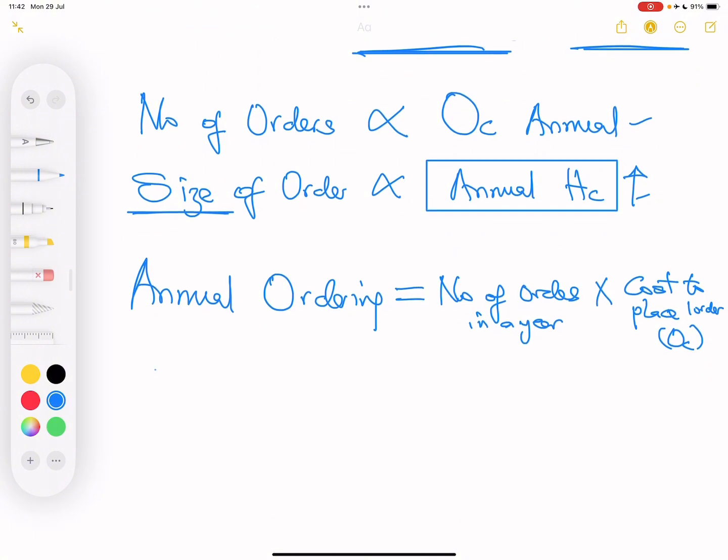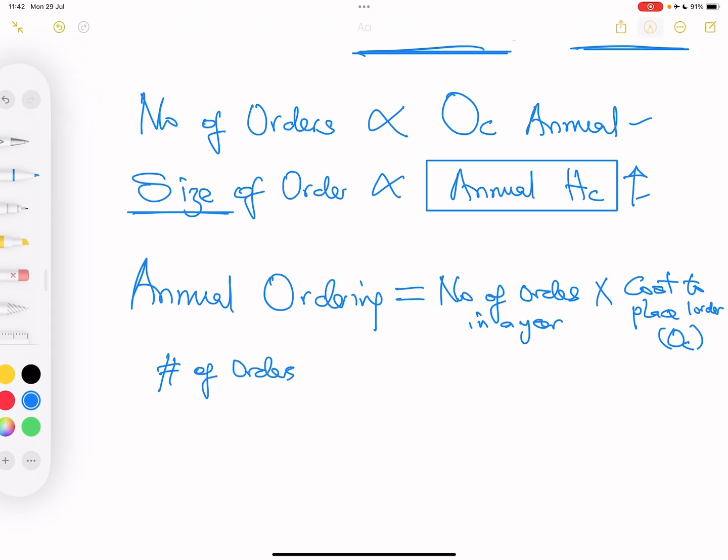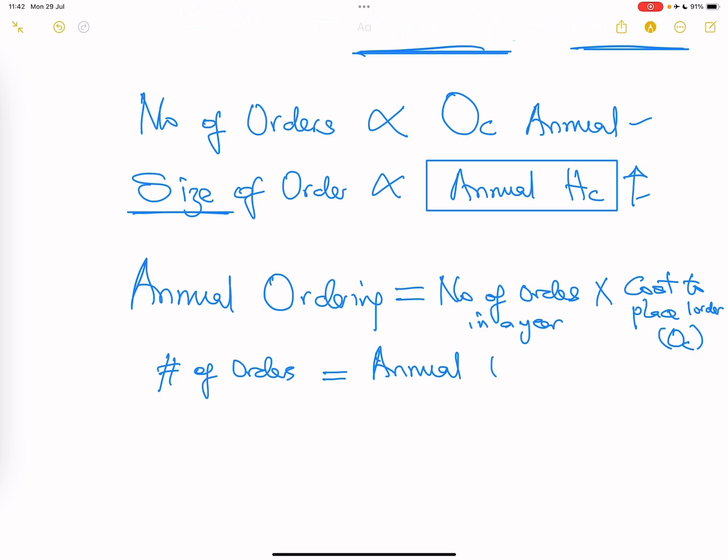And number of orders is pretty easy. If you are not given, mostly you will not even be given, because you're expected to just do a simple calculation of that. The number of orders will be your annual demand, the total inventory you need in a year, divided by your order quantity.